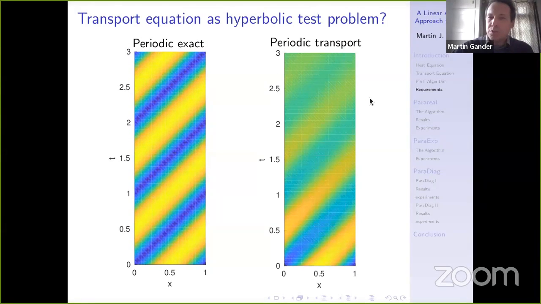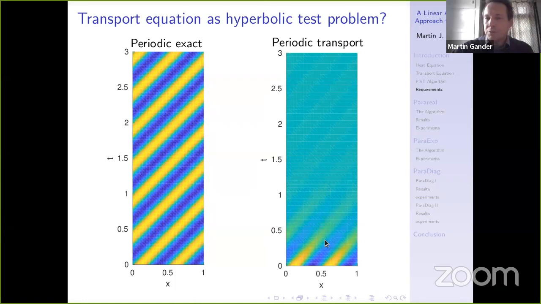This is even worse if you change the frequency content of your solution. Here I took a one sine wave. If I take a higher frequency component, there is much less left in the discretization scheme that I used. Whereas the real solution, it looks like this.